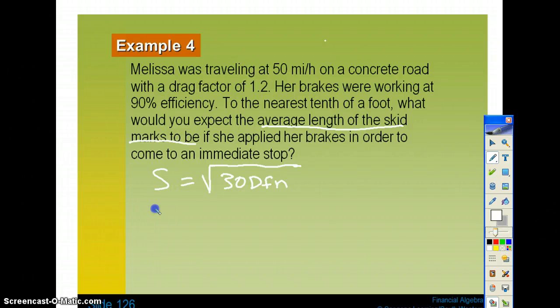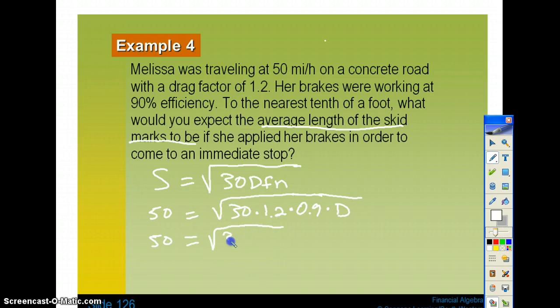So her speed was obviously 50 equals the square root of, our 30 is just a constant, so we'll throw that 30 in, times the drag factor was 1.2, times our braking efficiency, which is 90%, so we're going to use 0.9, times our unknown, which is the capital D. So when we go through and solve this one, let's go ahead and simplify by multiplying what's under the radical. So when we simplify what's underneath the radical, we're going to get 50 equals the square root of 32.4D.